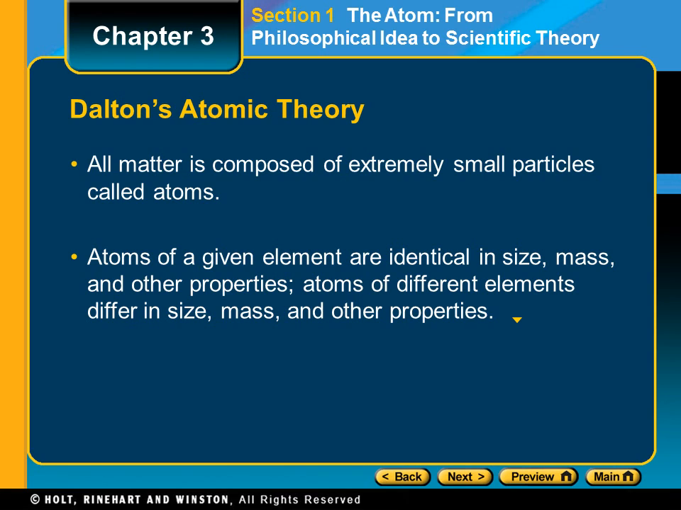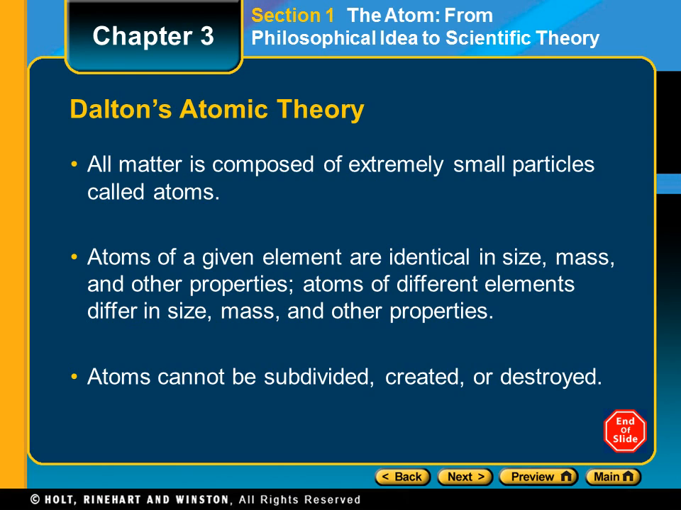Okay. Now we know, and we'll learn this, that atoms actually are made up of smaller parts, but the name stuck. Atoms of a given element are identical in size, mass, and other properties. So every atom of oxygen is going to be identical. Every atom of gold is going to be identical. Every atom of silver is going to be identical. When we start looking at atoms of different elements, they're different in size, different in mass, and different in other properties. So atoms of gold and atoms of silver are different from each other.